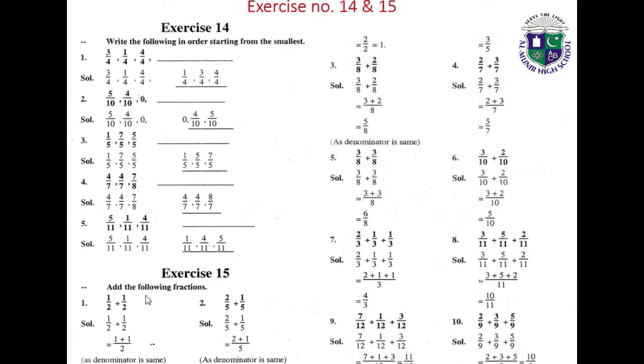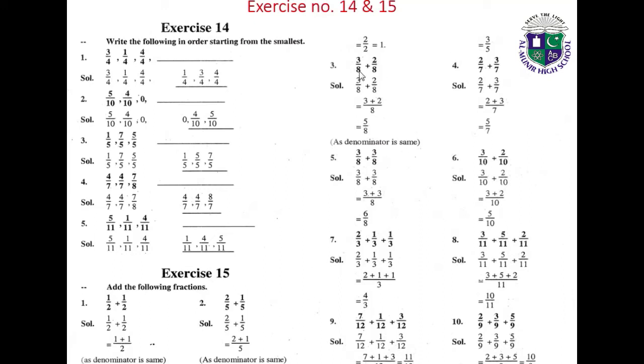Exercise 15. Add the following fractions: 1 over 2 plus 1 over 2. 2 is common. 1 plus 1 is 2, 2 over 2, as the denominator is the same. 2 over 2: 2 1s are 2, so 1 is your answer. 2 over 5 plus 1 over 5, 5 is common. 2 plus 1 is 3, 3 over 5 is your answer.